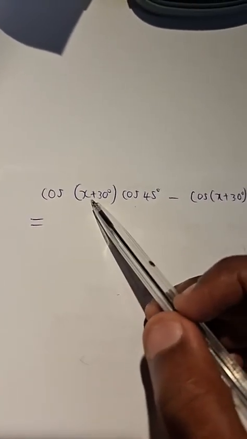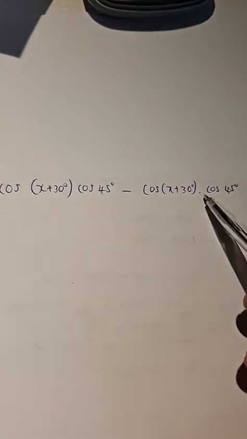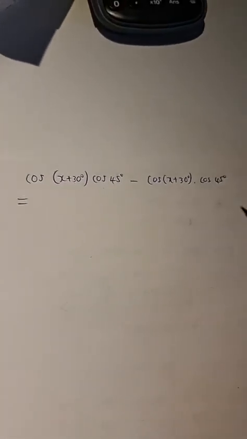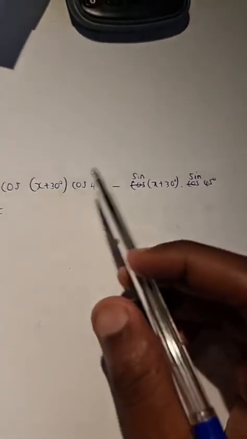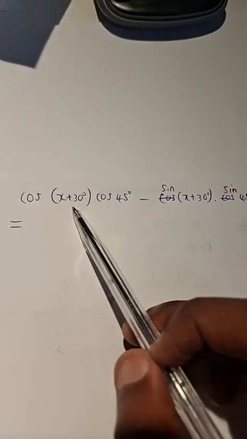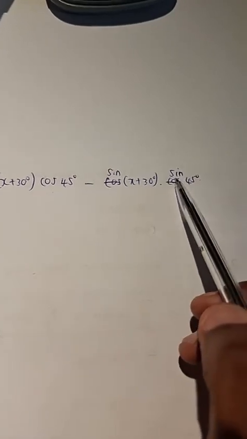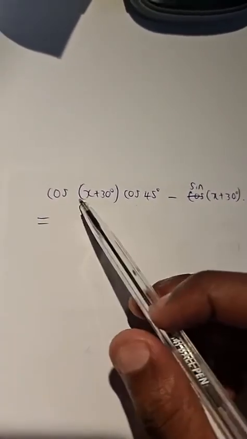Cos of x plus 30 degrees into cos 45 degrees minus cos x plus 30 degrees into cos 45. Remember the question was asking for a single trigonometric ratio. Sorry, not cos, this is supposed to be sine. I even wrote down the question incorrectly because I'm seeing SS on the screen. So cos of x plus 30 degrees times cos 45 minus sine of x plus 30 degrees times sine 45. Here we go.